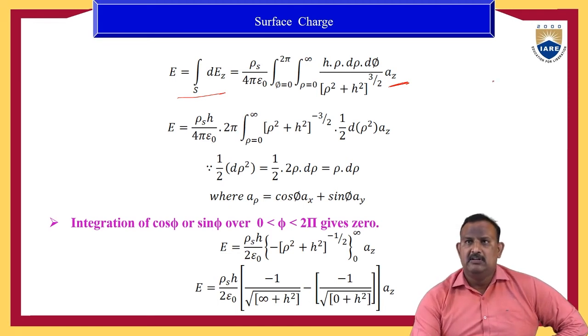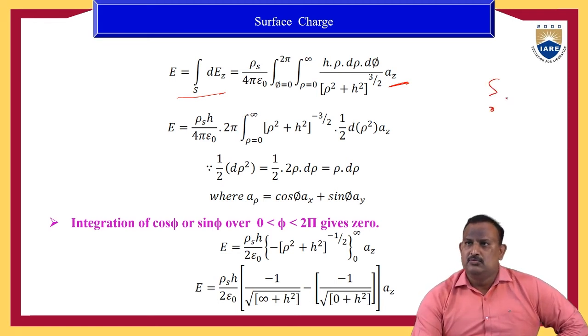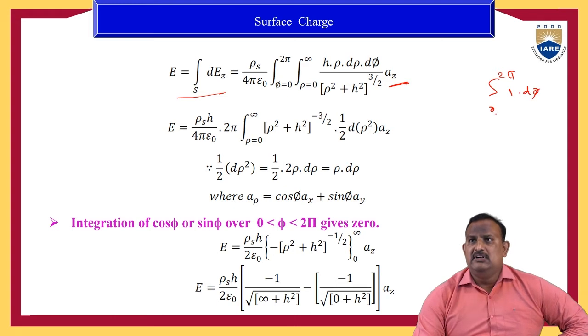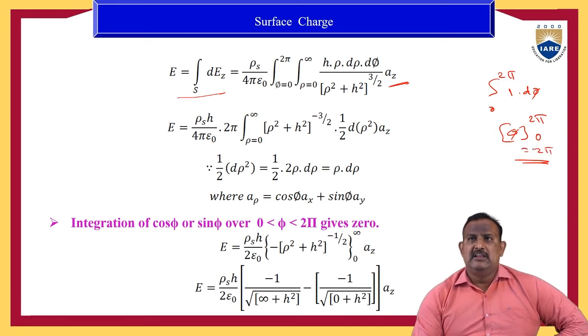It is nothing but integral of 0 to 2 pi into 1 into d phi. So it will give the value phi between the limits 2 pi to 0. So it will give the value 2 pi. So in place of integral phi equal to 0 to 2 pi, we can write it directly 2 pi. Then integral rho equal to 0 to infinity.